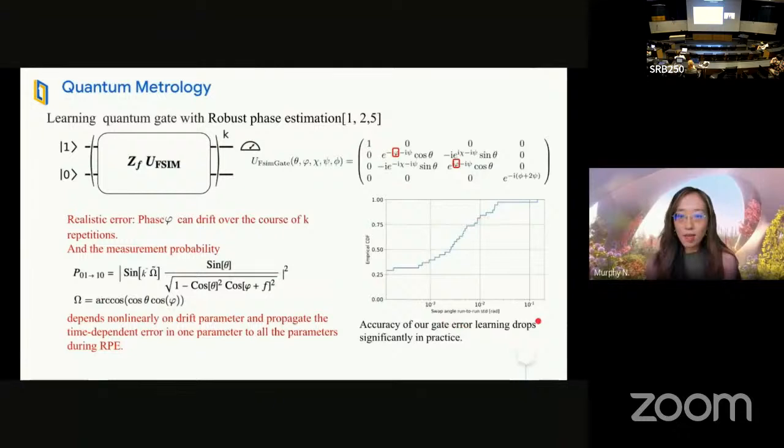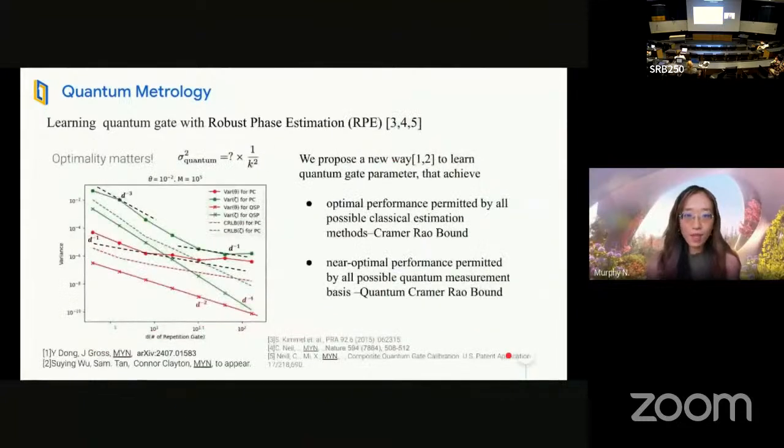As evidenced by our experimental result here, where we measure the swap angle theta as a function of different repetitions, and we look at its standard deviation, we notice there's a huge spread in its performance accuracy due to the drift effect in this prior art method.